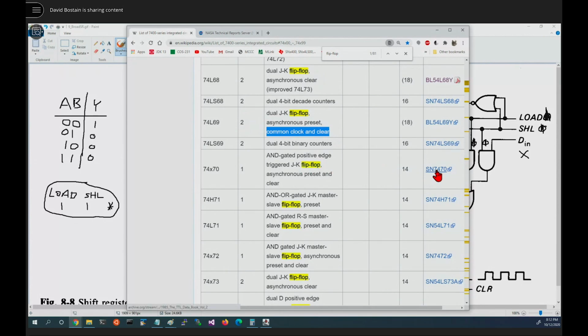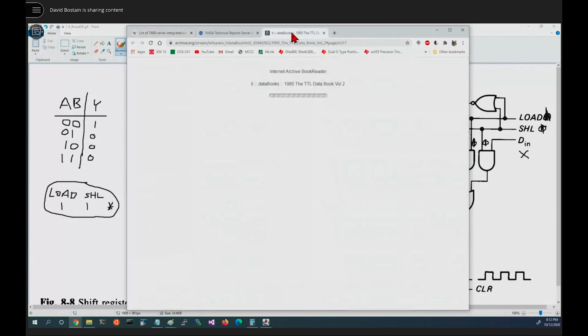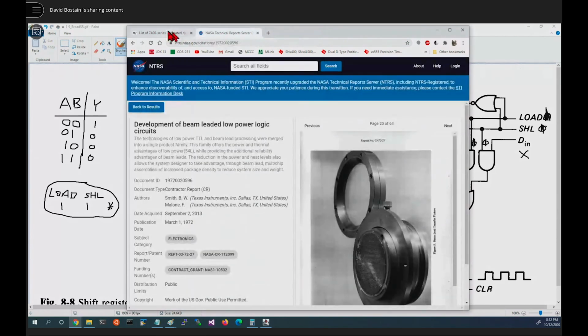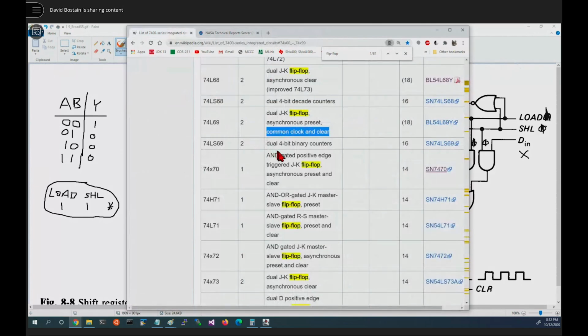Here's an AND gated one. This is a Texas Instrument data sheet. Let's look at it. Don't be afraid to go look these up. It's probably a book reader. This machine I'm on, does it have that? Probably doesn't. Okay.